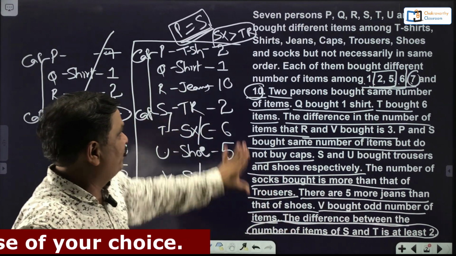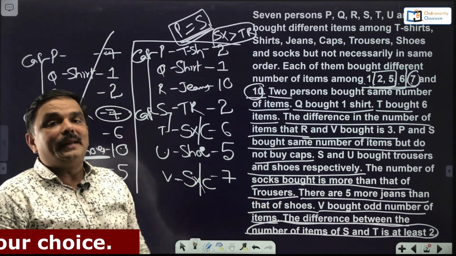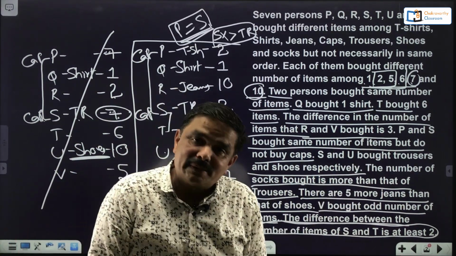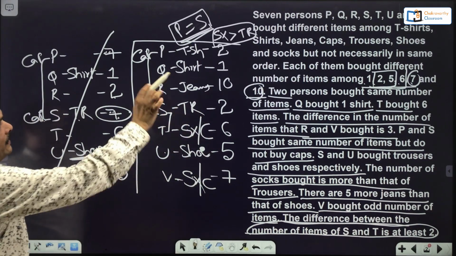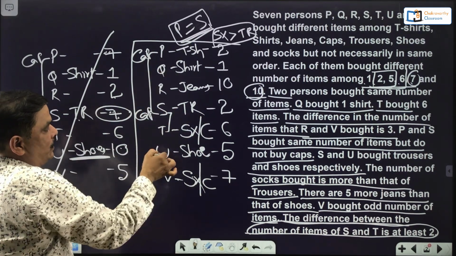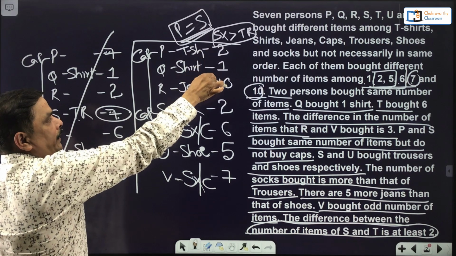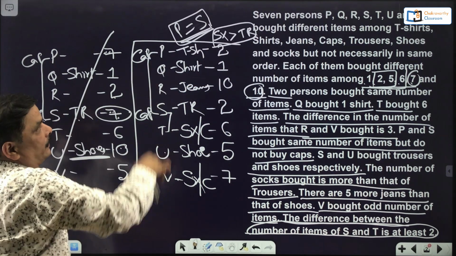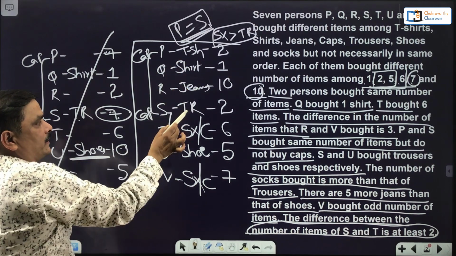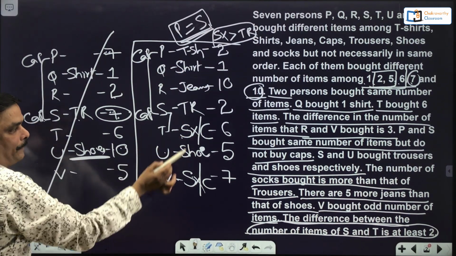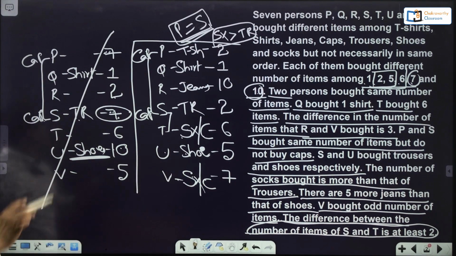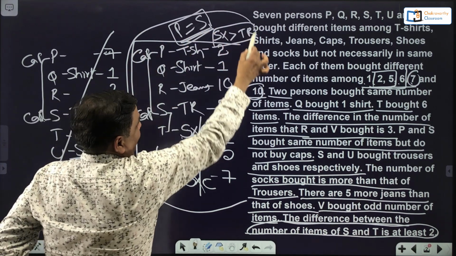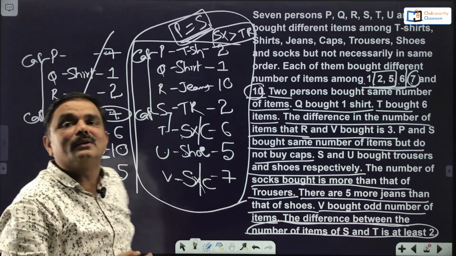What you observe from here, all the data must be taken into consideration while unraveling the puzzle. So here final arrangement is that P, Q, R, S, T, U, V. Numbers are 2, 1, 10, 2, 6, 5, 7. All are fulfilled. As far as the items are concerned, t-shirt, shirt, jeans, trouser, socks or cap, shoes, cap or socks. That's it. This is the final arrangement. Always you have to do the questions in this way.